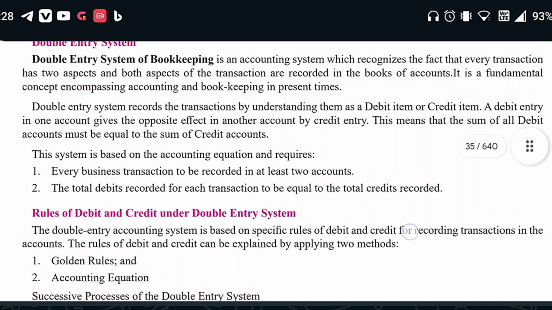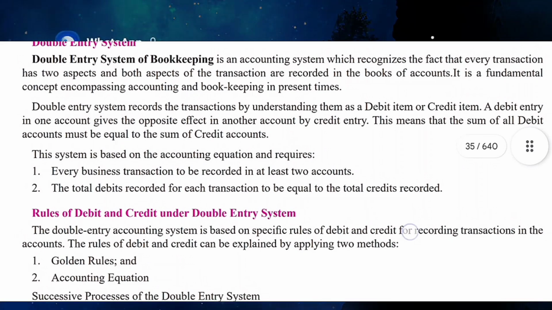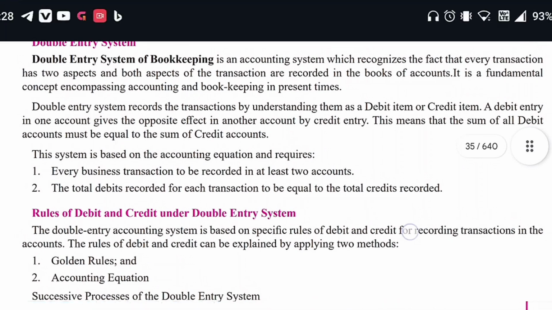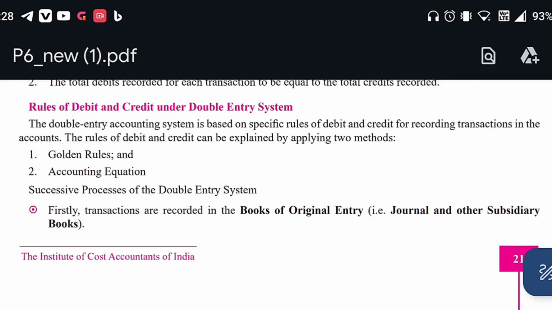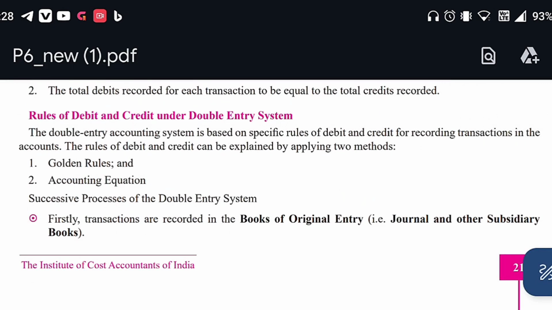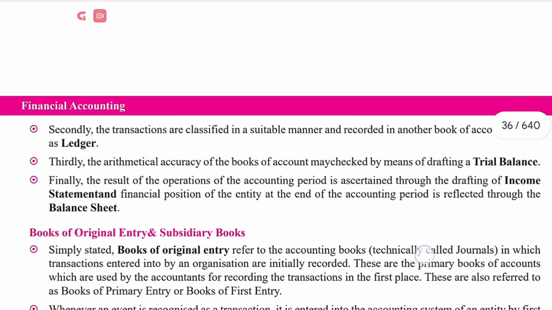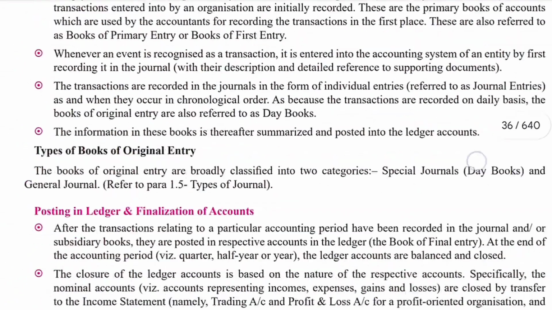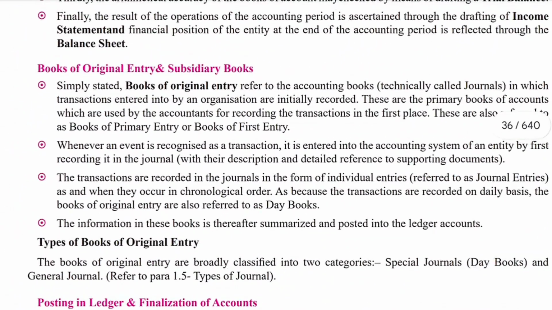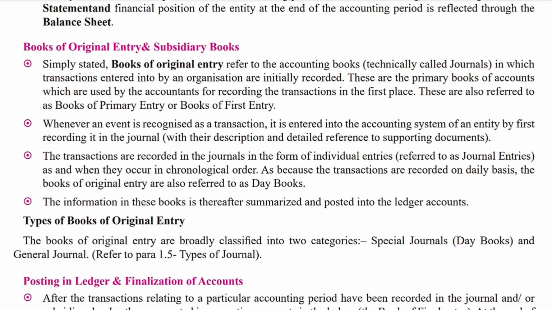Think of it as a mirror reflection, because every transaction has 2 sides, right? Both sides are recorded to keep the accounts balanced. That's all about the double entry system. In our study material, they are talking about 2 methods, golden rules and the accounting equation, which we already talked about. That's all.